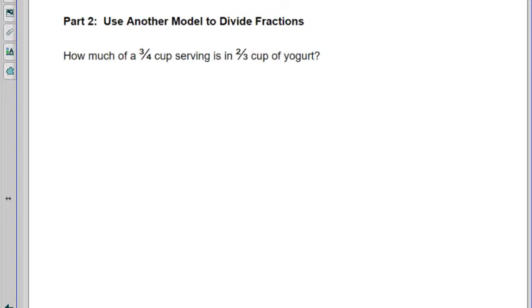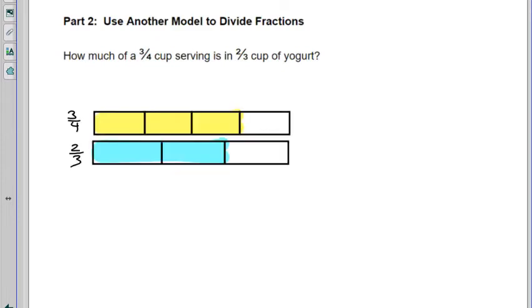Now we're going to use a different kind of model to divide fractions. We want to know how many 3/4 cup servings I can get out of 2/3 cup of yogurt. So I'm going to do a comparison model with some bars. And we can see from these bars that you can't get a 3/4 cup serving if you only have 2/3 cup of yogurt. You can't get a complete serving because 3/4 is greater than 2/3. So we're going to find what fraction of a serving we could get.